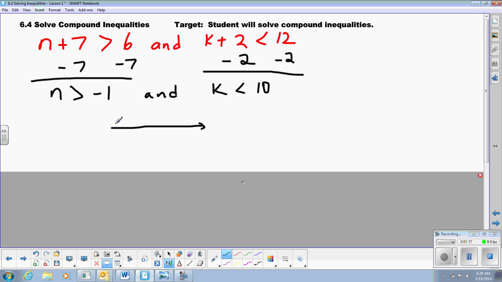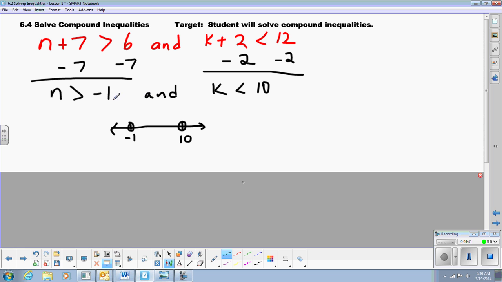So we would make a number line like this. As you've done with your graphs, I'll put -1 and 10 both on the number line. And since I have a less than symbol for 10, I need an open circle on 10. So I need an open circle there. And I need an open circle on -1 because that has also a greater than symbol.